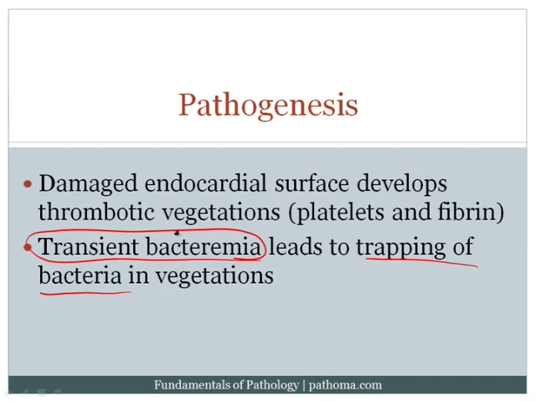So for example, let's say that there's a dental procedure and that forces bacteria into the blood. Some of those bacteria can then be trapped in these thrombotic vegetations on the heart valves, which will then result in infectious endocarditis. And that's one reason, for example, the classic teaching was that prophylaxis with antibiotics, for example, during the time of a dental procedure, could theoretically decrease the risk of endocarditis in patients with damaged valves.